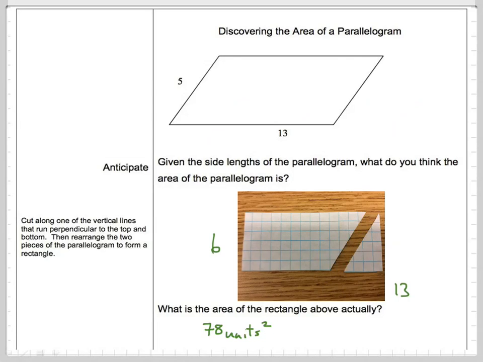Let's see, let's get a different color right here. Purple? Yeah, purple pops on there. Okay, there's 78 of these squares. If we actually counted all these, we would count 78. And all you have to do is you have to go 6 times 13. Okay, because that's the length, or the base and the height of this rectangle. Now, by cutting this right triangle off right here, we could take that right triangle and we could put it over here.